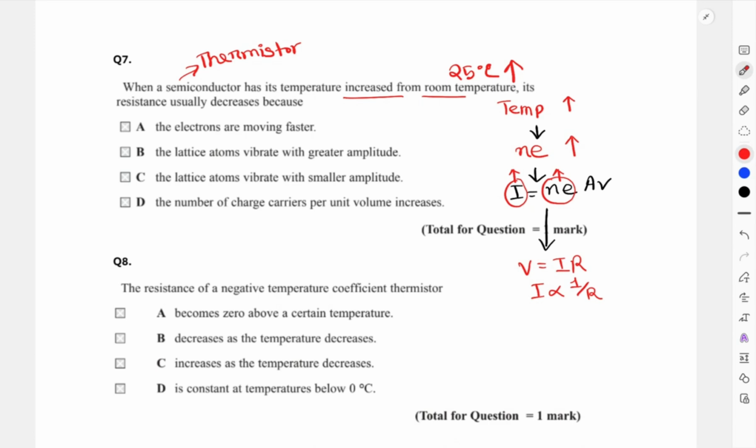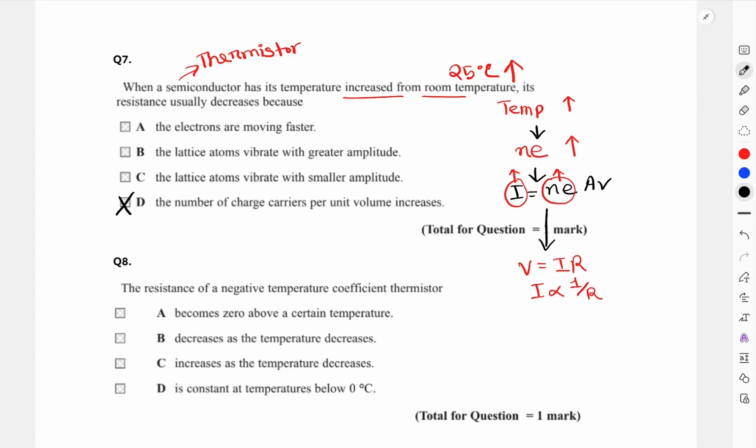This is like a labyrinth over here. The number of charge carriers per unit volume increases, which increases the current, and current and resistance are inversely proportional. As current increases, resistance would decrease. So in that case, we can clearly understand D is the correct answer, right? And if this question was asking about positive temperature coefficient conductors, then the answer would be the electrons are moving faster, the drift velocity would increase.